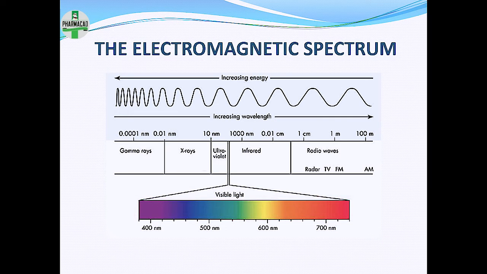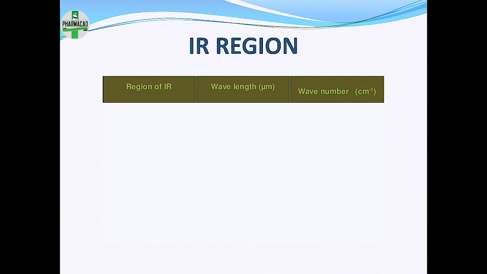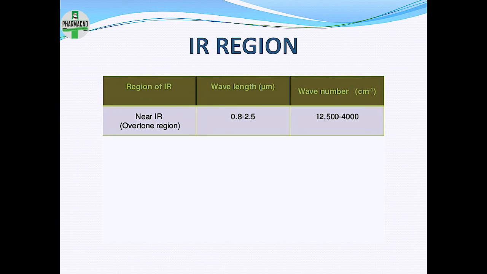So moving on, the region is mainly divided into three regions, called the near IR region, the middle IR region, and the far IR region. The IR region is expressed in terms of wavelength, having a unit of micrometer, and in terms of wave numbers, having a unit of centimeter inverse.